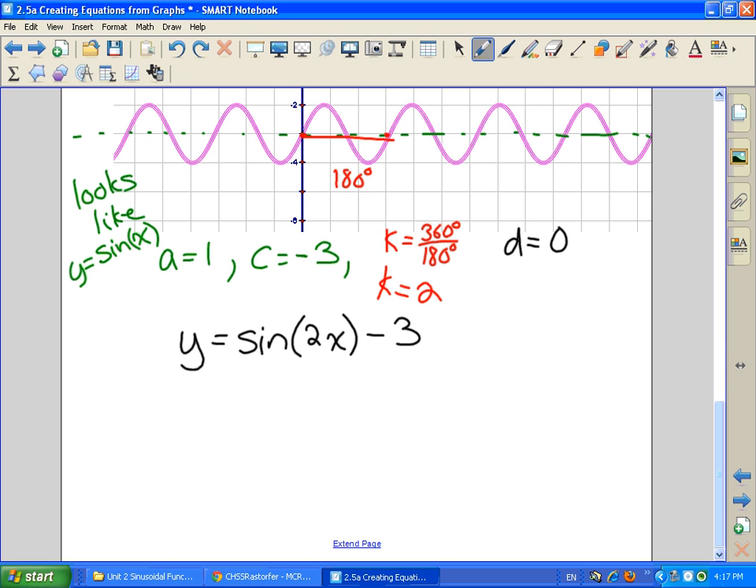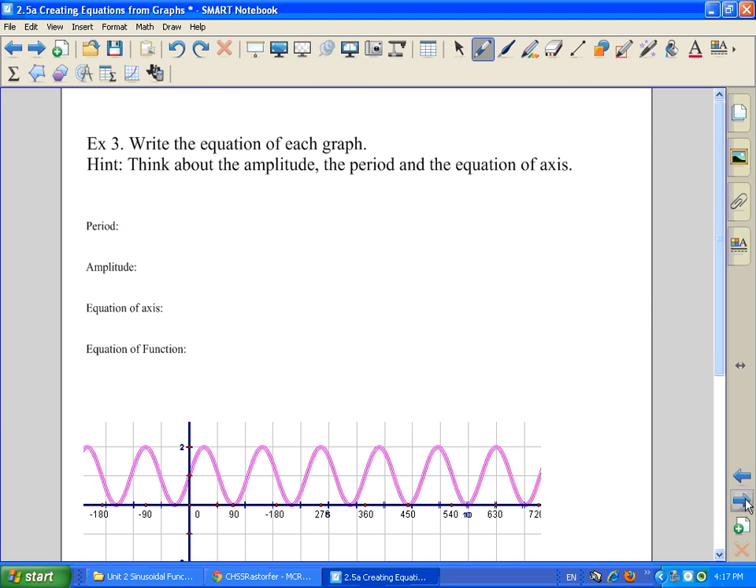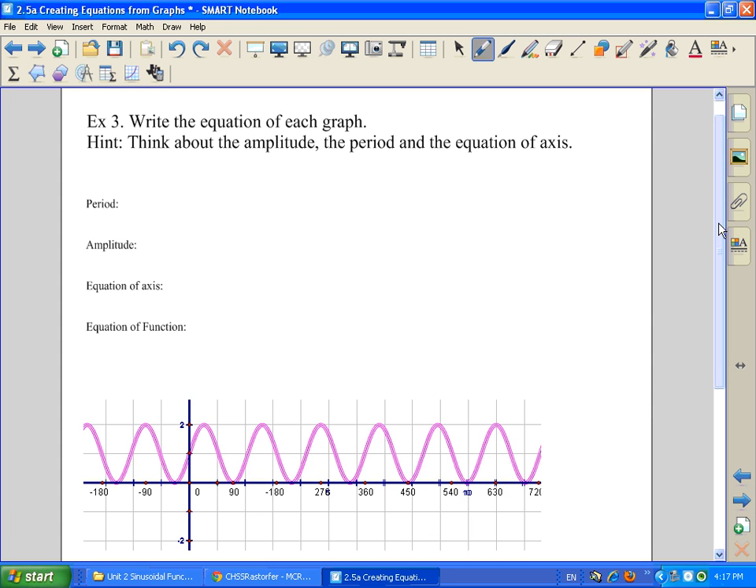All right. Let's take a look here. Now, this is what's going to be similar to your homework, so we're just going to try doing this in a different little bit of format. So we're going to write each equation, and the hint is to think about the amplitude, the period, and the equation. Just remember, the amplitude's going to give you your A in most cases, as long as it's not reflected. Your period's going to give you your K value. Your equation is going to give you your C value. And don't forget to take a look at your start value, because your starting point gives you your D. All right? So let's take a look.